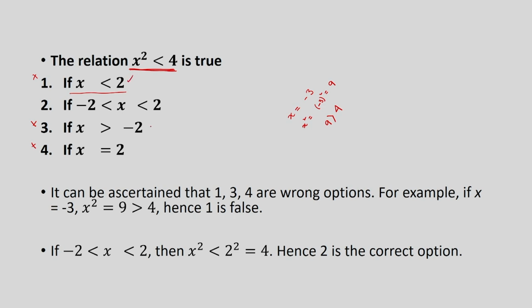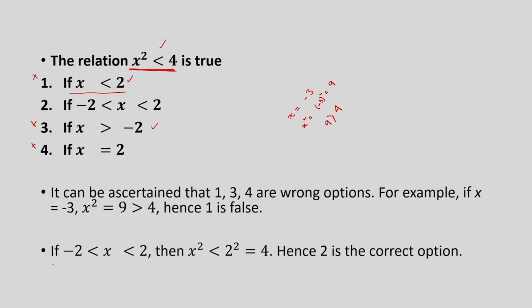The third one is also not correct. X is strictly greater than minus 2. Well, x could be, let us suppose, 3, and 3 is greater than minus 2. Again, if you take the square of 3, you will get 9, and 9 is greater than 4. Again, that will violate this one. If x is equal to 2, then obviously x square will give you 4, and 4 is not less than 4. So that is why the fourth option is also not correct.